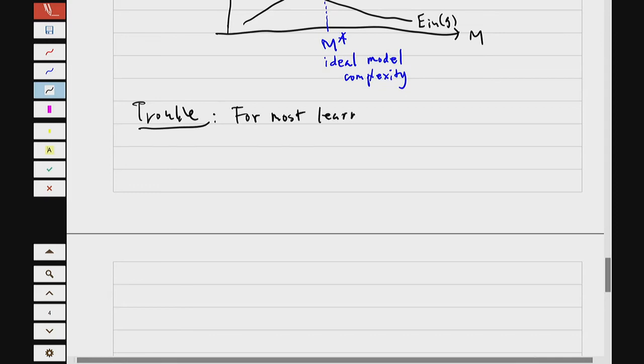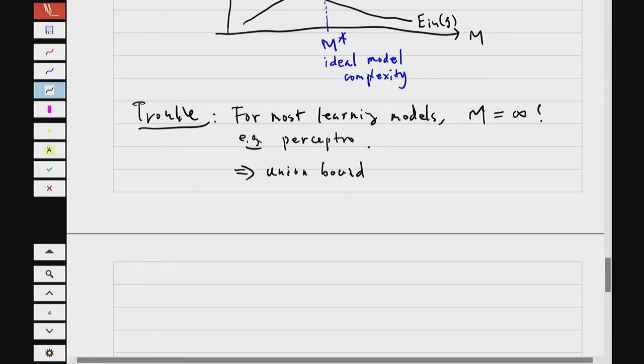For most learning problems, models, M is infinity though. So there's just one example, in case you forget, perceptron learning, perceptrons. It's a linear model. Any choice of W and B is a hypothesis. And clearly we have infinitely many of them. And in that case, the union bound is no good. It's not tight enough. It's too loose in that case.